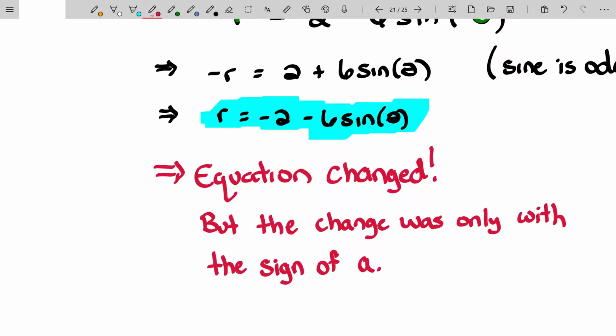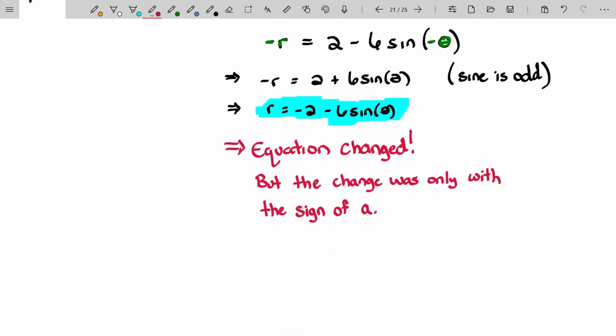And that just means that, remember, the graph of r is equal to a plus or minus b sine of theta is the same graph as r equals negative a plus or minus b sine of theta. So we could just say this equation is the same as r is equal to the opposite of that -2, which is 2, minus 6 sine of theta. Just because of that one single caveat.